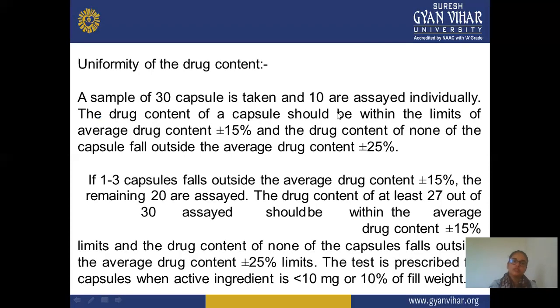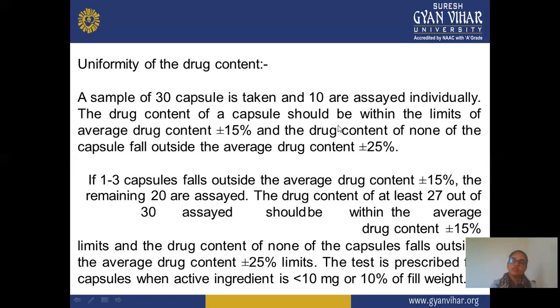And next is uniformity of drug content. Uniformity of drug content means how much drug is present in your capsule, or all capsules should have a uniform drug. Suppose you are adding 200 mg as the dose of a capsule, then you make sure that your complete batch has 200 mg of drug, or at least 200 mg. A little amount of plus or minus variation may be considered, but it should not exceed that limit.